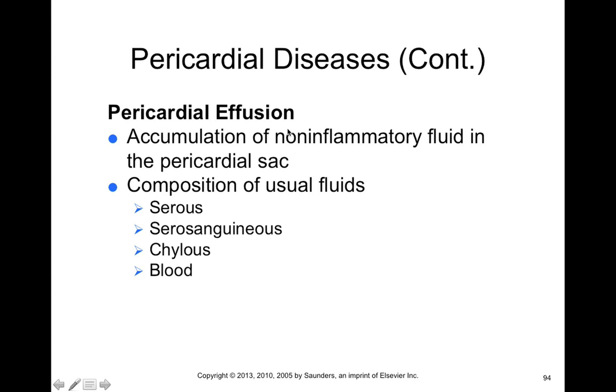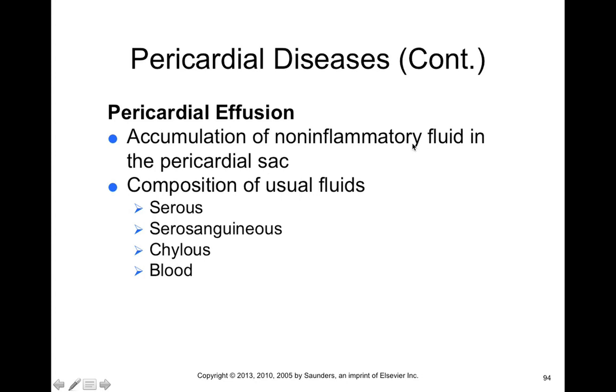And this pericardial effusion is where you have an accumulation of non-inflammatory fluid in the pericardial sac. Now, pericardial effusions can be made of serous fluid, they can be made of blood, they can be made of a mixture of serous fluid and blood, which we call serosanguineous, or they can even be chylous fluid. Remember, chyle is fatty lymph, so sometimes lymphatic fluid can start to accumulate in the pericardial sac so that we can get a chylous effusion.